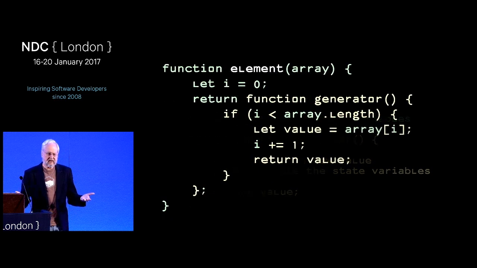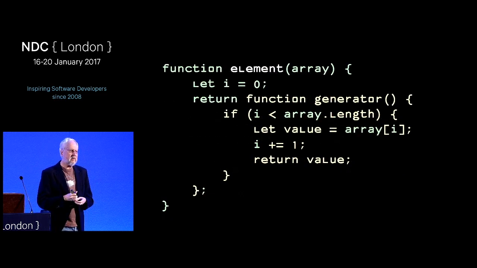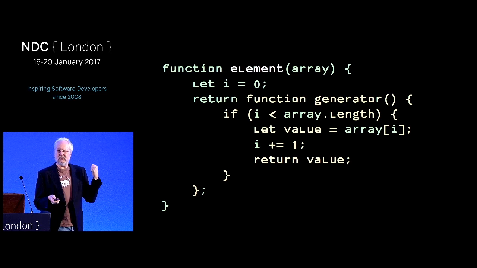So here's an example. This is the element generator, which will receive an array and return a generator which will return each individual element of that array. Really straightforward. I like this better than the equivalent thing you would get by using the function star syntax.